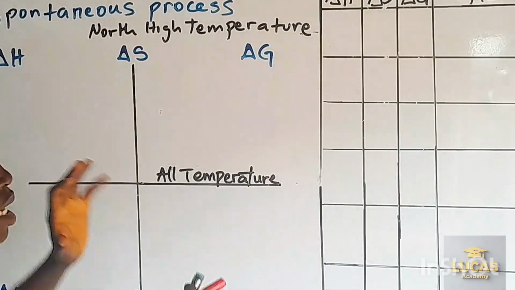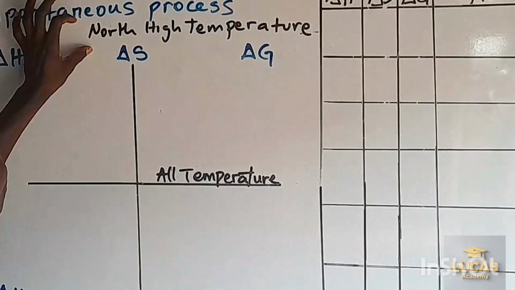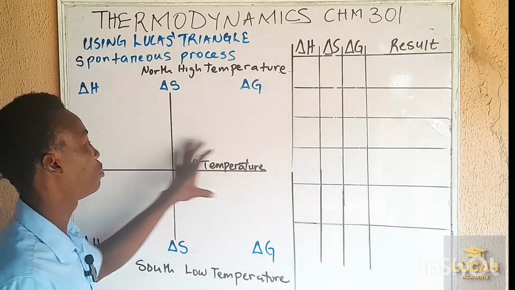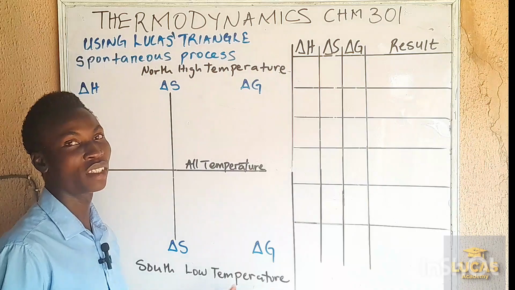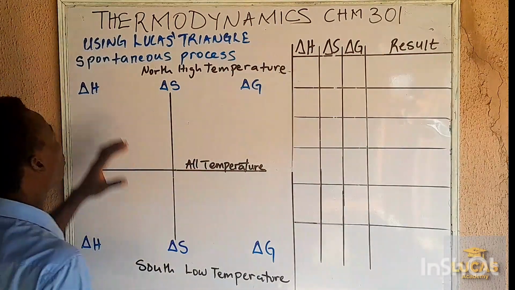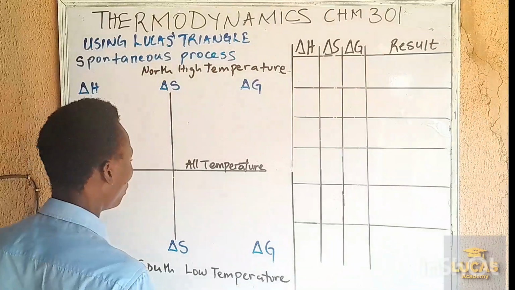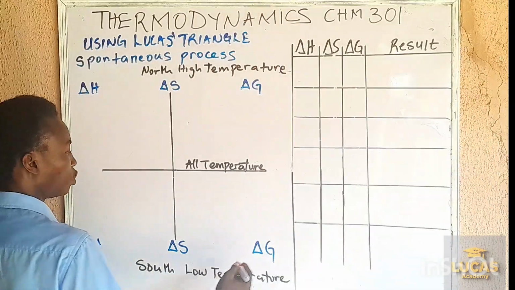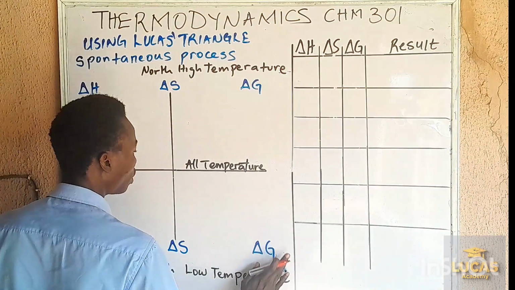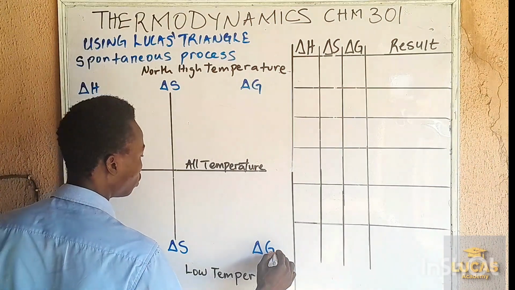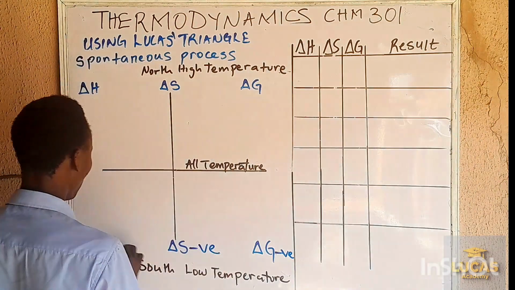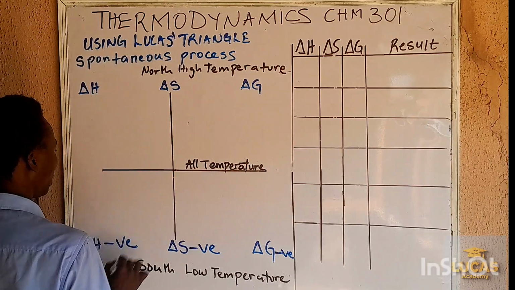You will agree that in the northern region of Nigeria, the climate temperature can be any of the temperatures, it can be high, it can be low. Now here we go. Since we want to deal with the spontaneous process first, this is the first thing we are going to do. We are going to make all of them negative. That's the first thing you are going to do. So this one will be negative, this one here will be negative, and this one here will be negative.